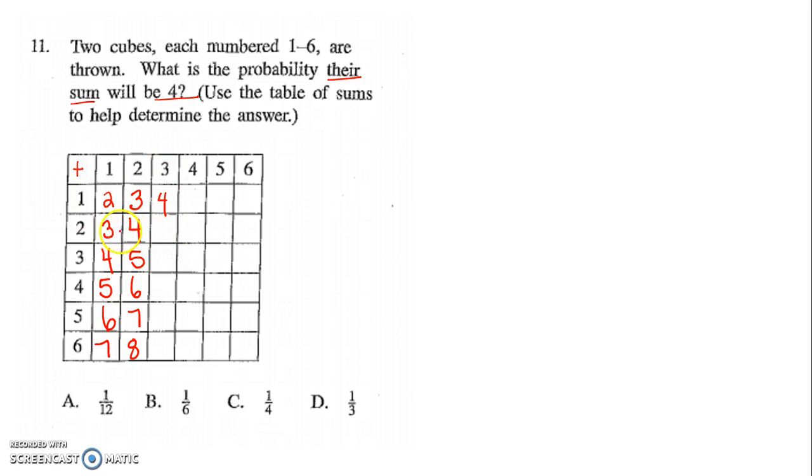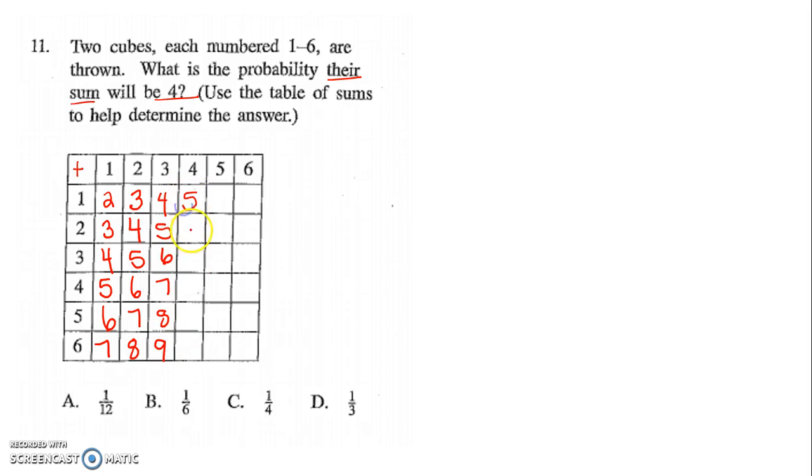All the way to the top, all the way to the left. 3 plus 2 is 5. 3 plus 3 is 6. 3 plus 4 is 7. Hopefully you see a pattern. 3 plus 5 is 8, and so on. 3 plus 6 is 9. Filling in the next column.